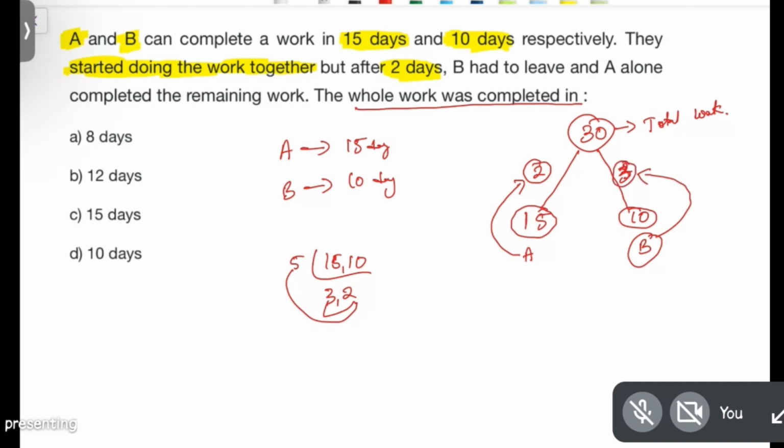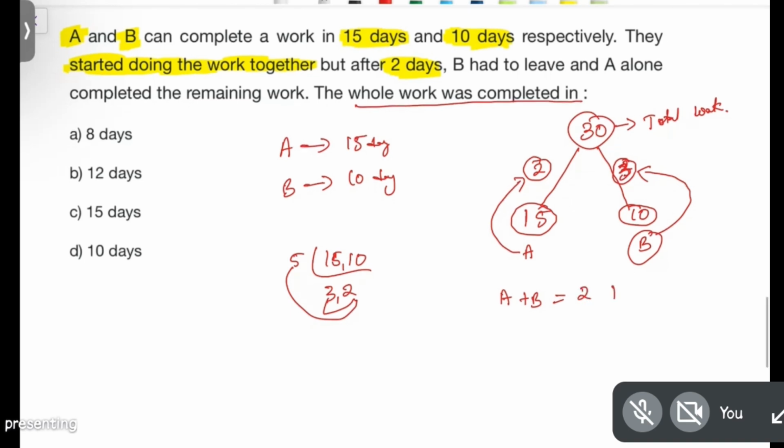Now the next part is, if A and B work together, then A is doing 2 pieces of work and B is doing 3 pieces of work. They can do 5 pieces of work in a day. Are we clear with this? Till now, are you guys following? If they work together, they are doing 5 pieces of work.